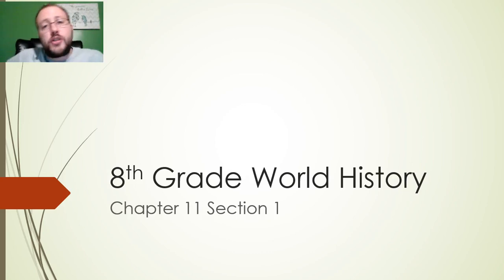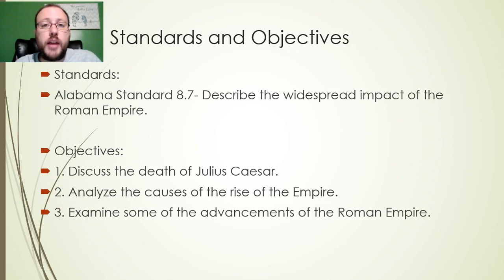Okay, for world history, now we're going to be in chapter 11, which is going to be on standard 8.7. Describe the widespread impact of the Roman Empire. Now, the objectives we're going to discuss is the death of Julius Caesar, analyze the causes of the rise of the empire, and examine some of the advancements of the Roman Empire.